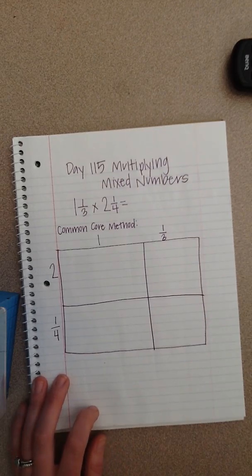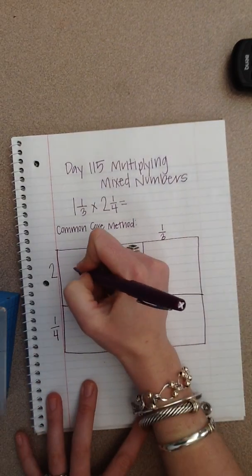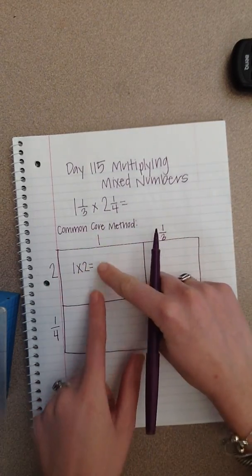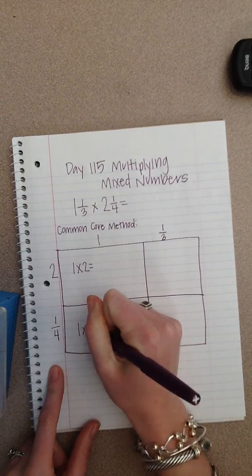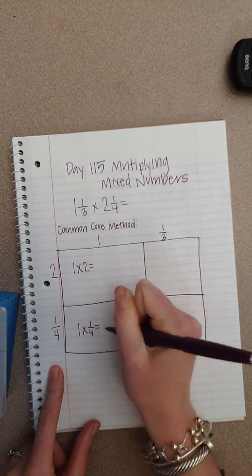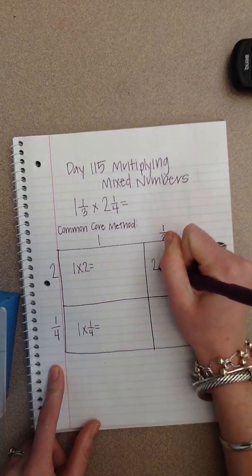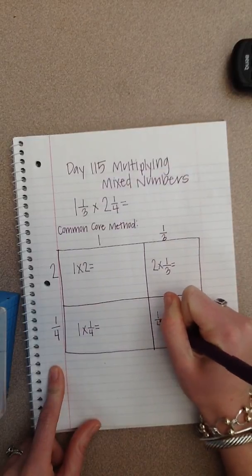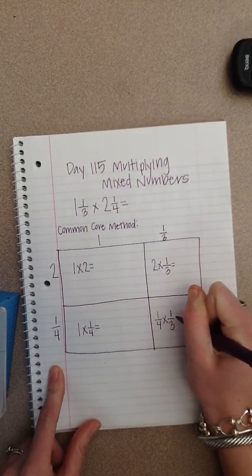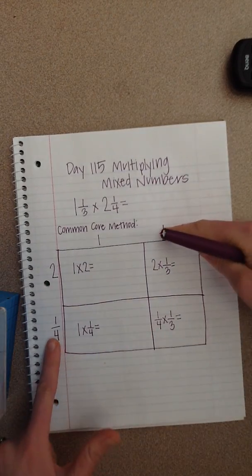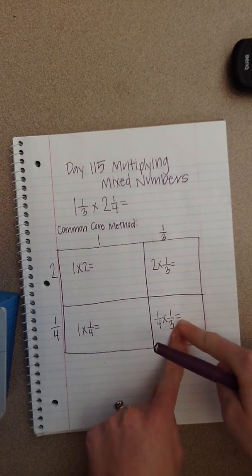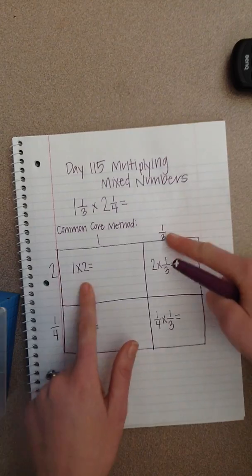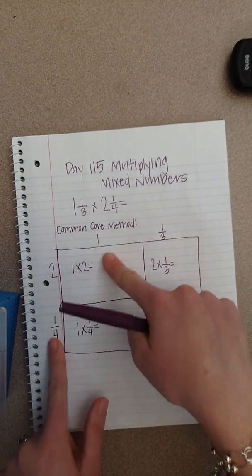So now that I have this set up, I'm going to put everything in the box. 1 times 2, which I got from here and here. Here I'm going to put 1 times 1/4. Here I'm going to put 2 times 1/3. And then here I'm going to put 1/4 times 1/3. You can see that I got my numbers for each box from what's above and what's to the side. They match up just like an old-fashioned multiplication chart.